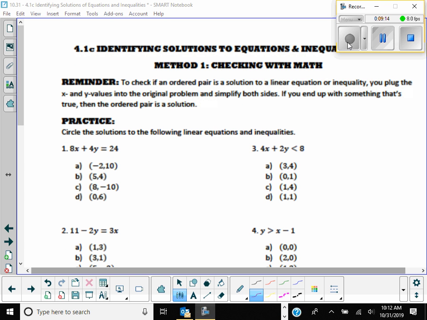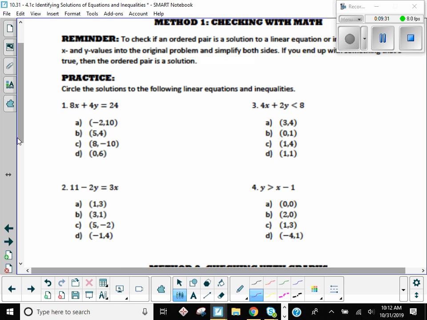All right, so what we're doing today is identifying if an ordered pair, an XY point, is a solution to equations or inequalities, okay? So we're going to do it two different ways, one with math and one just by reading a graph. So on the math section, I have two different kinds of problems. I have 1 and 2 are equations, because that means they have the equal sign. 3 and 4 are inequalities, so they have the greater than or less thans.